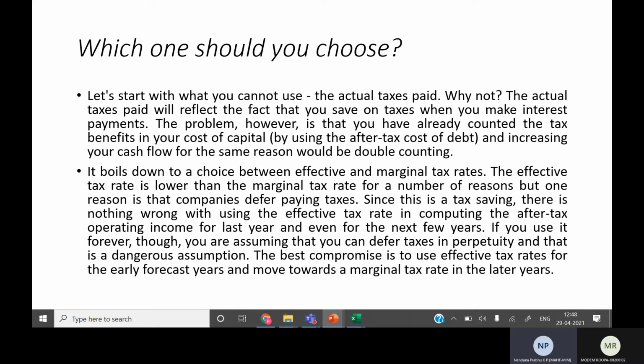If you use it forever, though, you are assuming that you can defer taxes in perpetuity, and that's a dangerous assumption. The best compromise is to use effective rates for the early forecast years and move towards a marginal tax rate in the later years. Say we have worked with the marginal tax rate in our calculations.